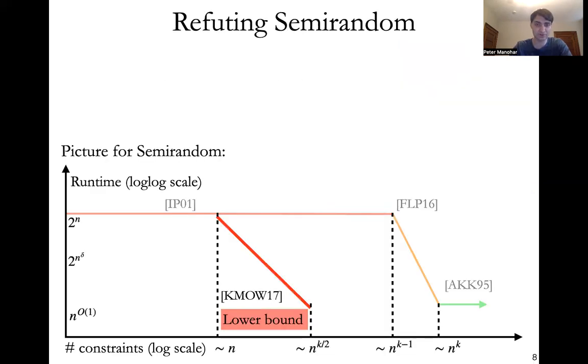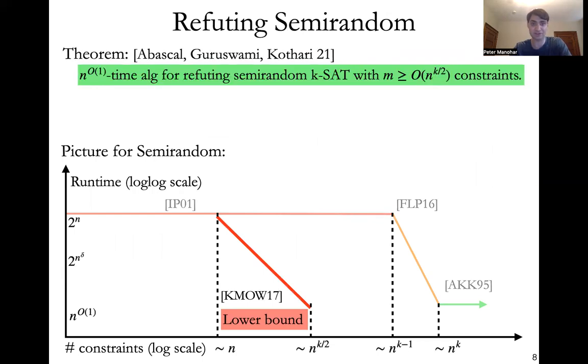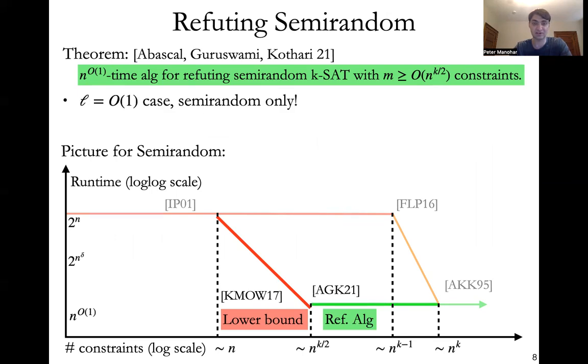So what's known for refuting semi-random instances? Well, we still have this lower bound. It still applies. But other than that, there's just this theorem due to Abascal, Guruswami, and Kothari, which shows a polynomial time algorithm to refute semi-random instances at n to the k/2 constraints. So that's on the picture. You might notice that this is the L equals order 1 case. It also only applies to semi-random. It doesn't go all the way to smooth. And in particular, there's also no sub-exponential time trade-off here.